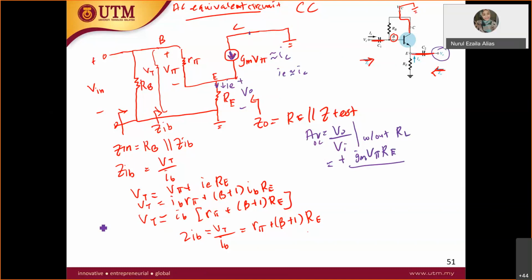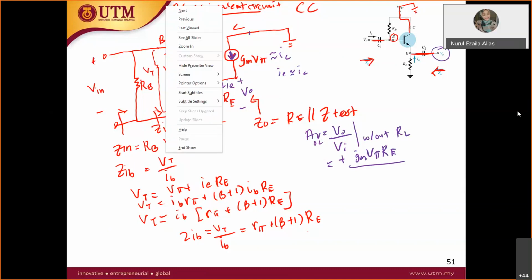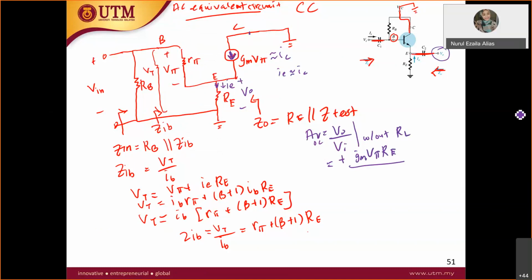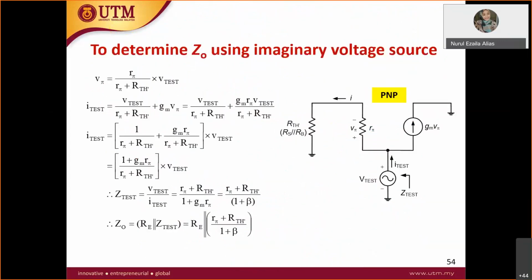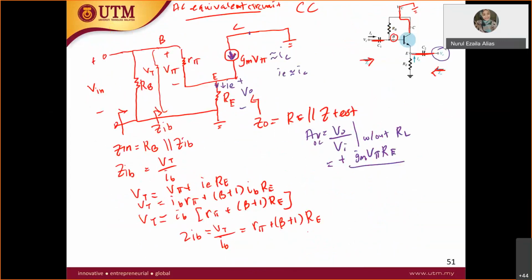Yes, okay. So now for the V in. Let's take a look at V in. So V in is from this node to here. So what will be the V in? Please look carefully. Please recall what you have learned so far. So V in equal to what, student? Yes, V in equal to the VT. So V in is equal to the VT equals to what?